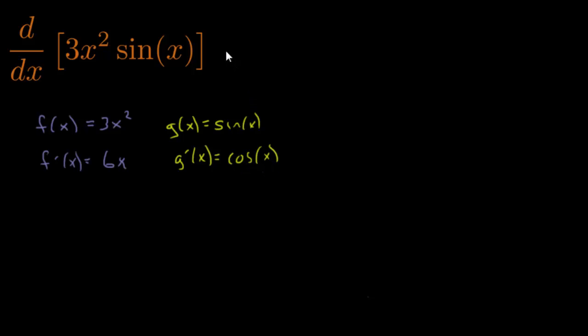Now what's the formula for the product rule? Remember, it's going to be f g prime plus f prime g. Again, you might remember this as flipping these two, or you could do f prime g plus f g prime. Okay, these are the same thing.